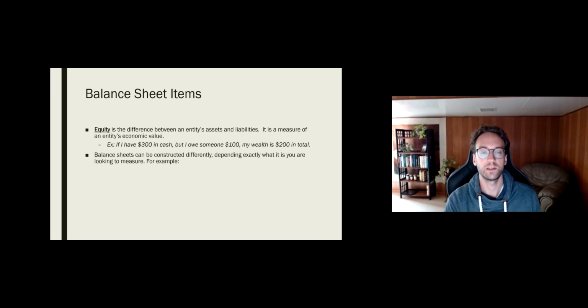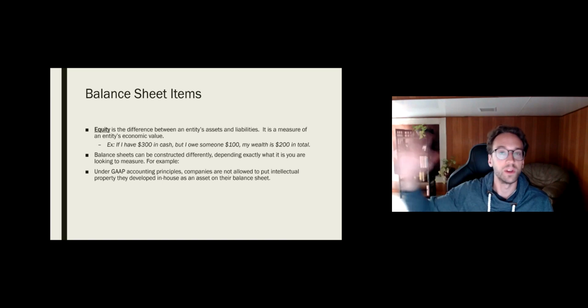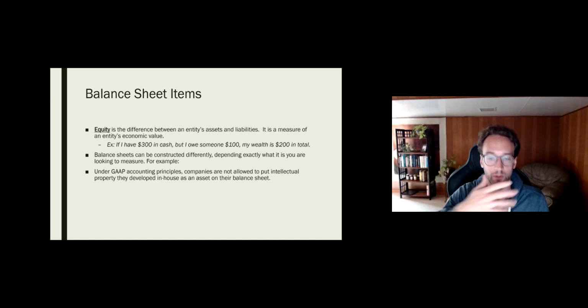Now, balance sheets can be constructed differently. So what you're allowed to put on them can differ depending on what it is you're trying to do. For example, under GAAP, generally accepted accounting principles, which is the most basic accounting principles used in the US for companies issuing their 10Ks, annual reports, companies are not allowed to put intellectual property that they develop in-house as an asset on their balance sheet.